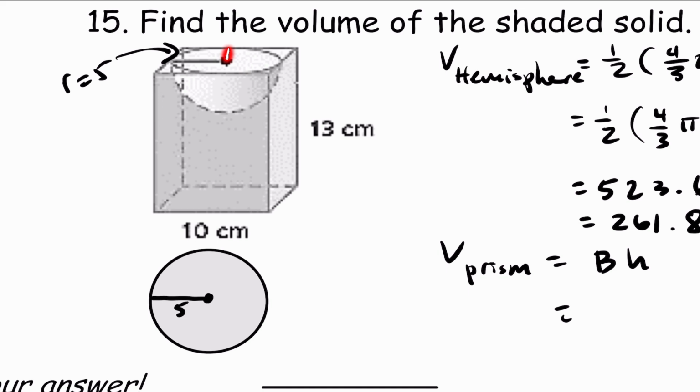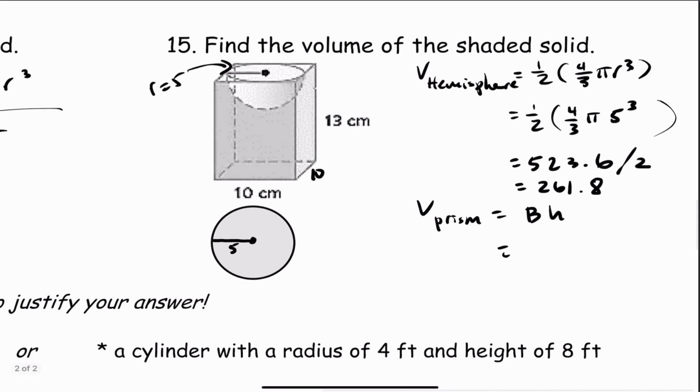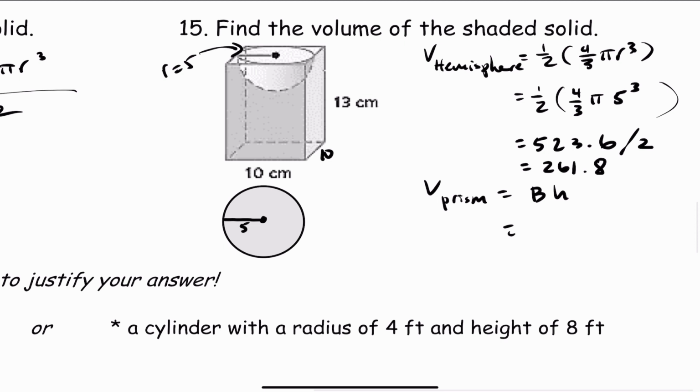But if we look at this perspective, from the center to the side here, a straight line here, that's also 5. And then this is also 5. So really the diameter here is 10. So we can assume that this side here is 10 as well. So you're dealing with a square. So the area of the base is 10 squared, s squared, right? That's going to be 100 multiplied by the height of the prism, which is 13. Okay, so that's going to give you 1,300.